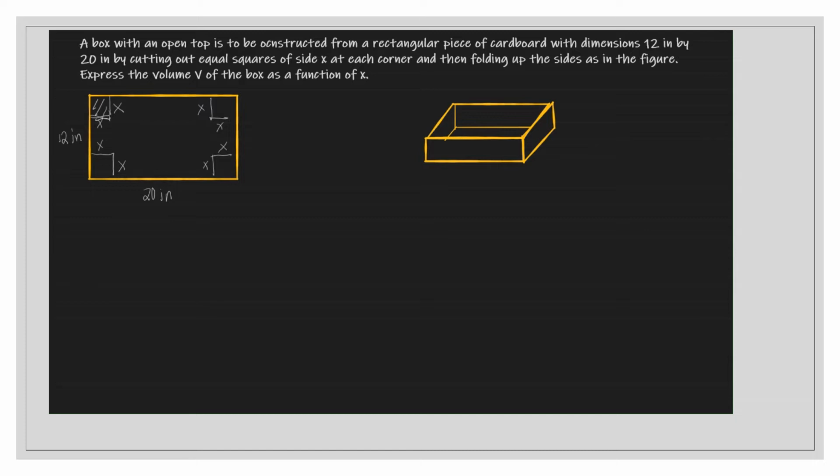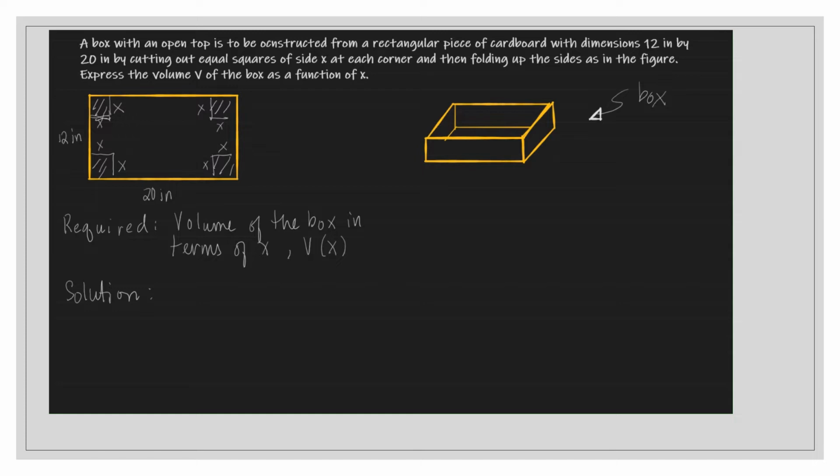So these squares will be cut out, and we will be folding the remaining figure and sealing the edges to form this box. And we want to get the volume of this box in terms of x. So let us write our required in the problem: the volume of the box in terms of x. Let us represent that as V of x.